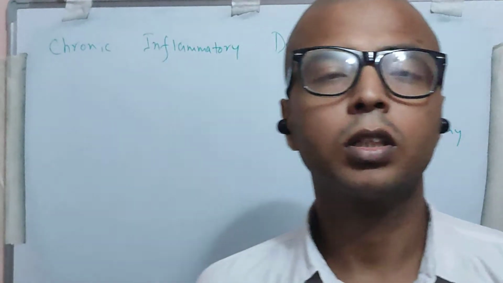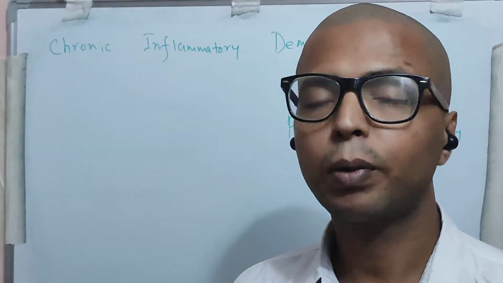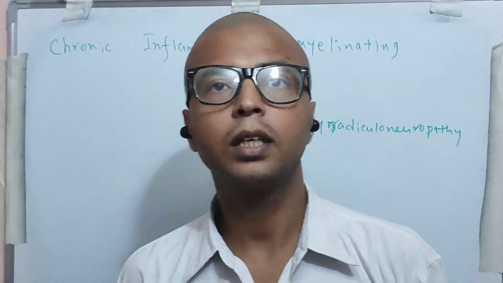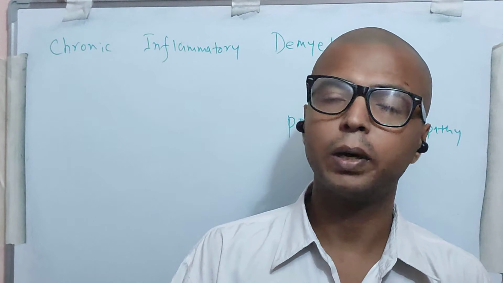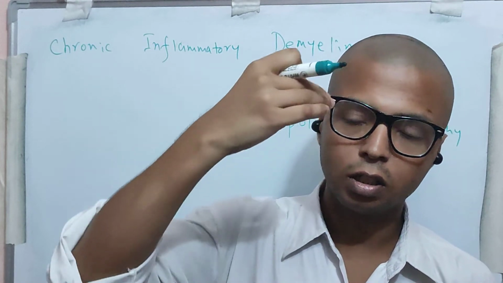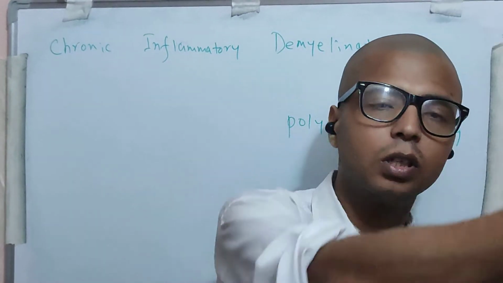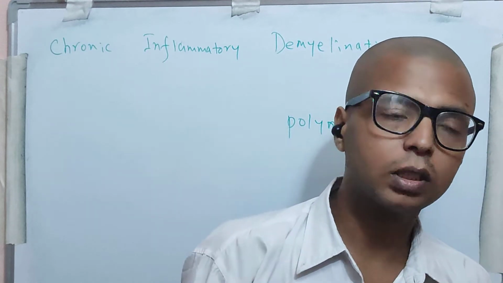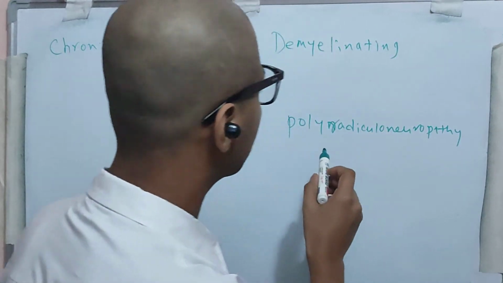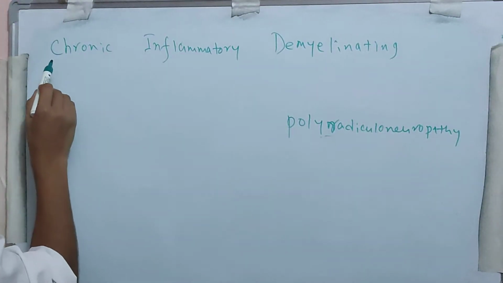Today we will talk about CIDP, chronic inflammatory demyelinating polyneuropathy or polyradiculoneuropathy, because it affects from nerve root to plexus to distal nerves. That is why they now also call it polyradiculoneuropathy. Okay, so what do you mean by chronic?